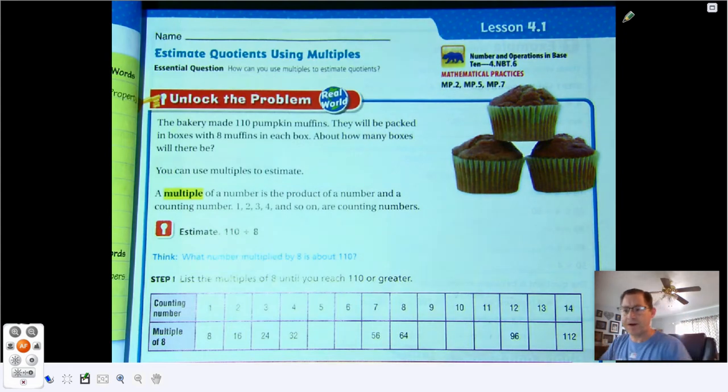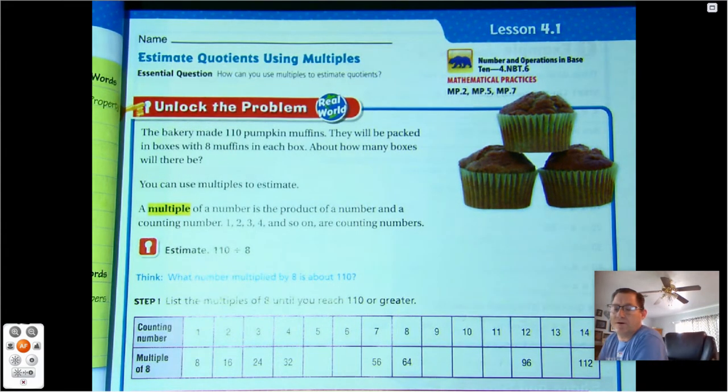Hello. All right. So today we're going to start our discussion about division. And today we're just going to be estimating our quotients by using multiples. And what's a multiple? Well, a multiple of a number is the product of a number and a counting number.